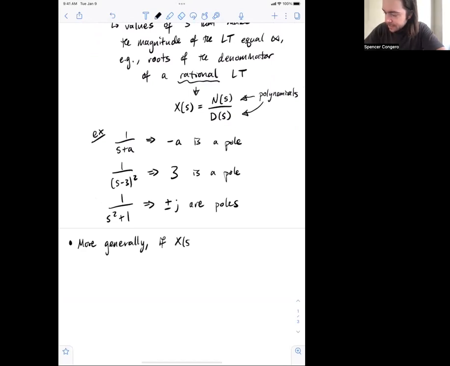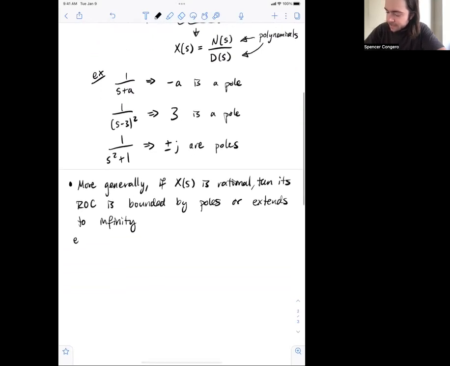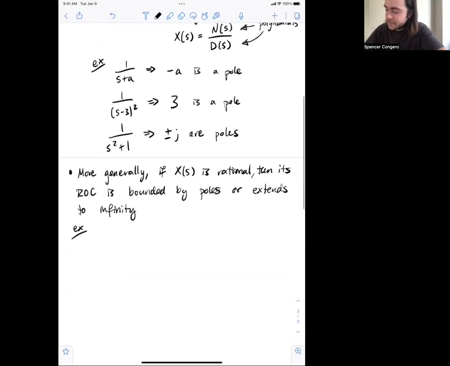So more generally, if X(s) is rational, so if the Laplace transform can be split up into a numerator and denominator, they're both polynomials, then its ROC is bounded by poles or extends to infinity. Okay, and let me show you what that means. We've already seen a lot of examples of this. These are just making these properties more precise.